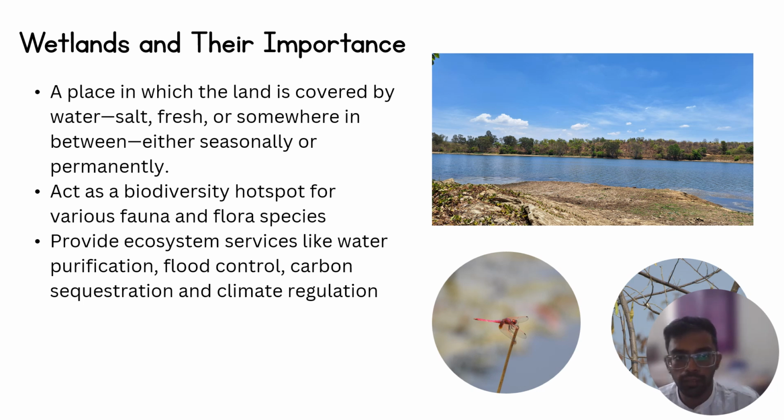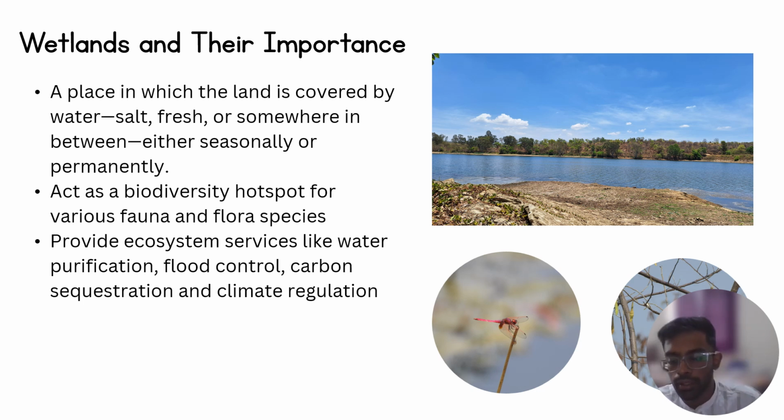So wetlands can be defined as a place where the land is covered by water. It could be salty or fresh or somewhere in between, either seasonally or permanently. These act as a biodiversity hotspot for various fauna and flora species. And they also provide ecosystem services like water purification, flood control, carbon sequestration, and climate regulation.